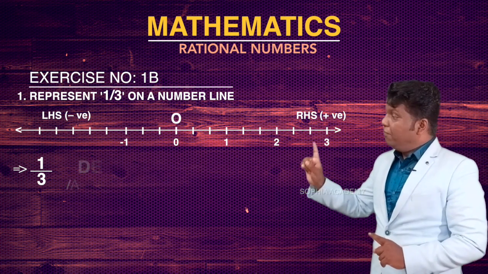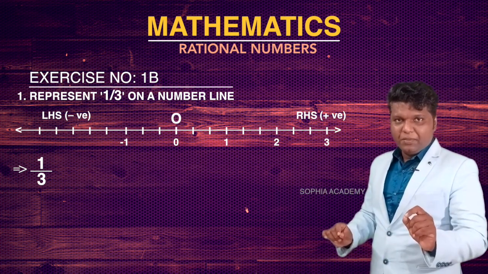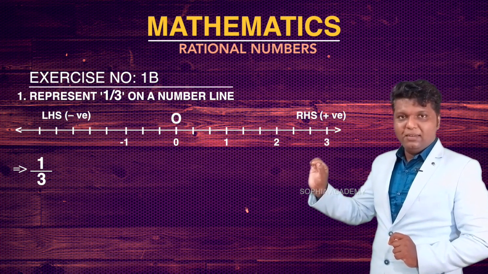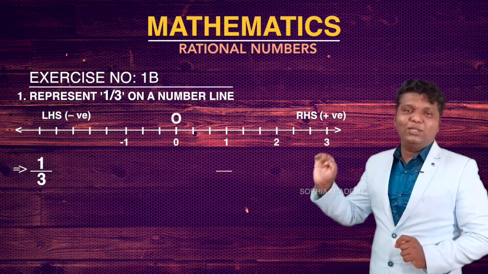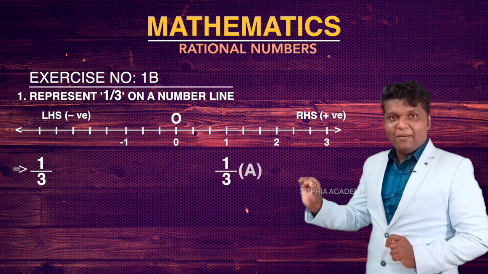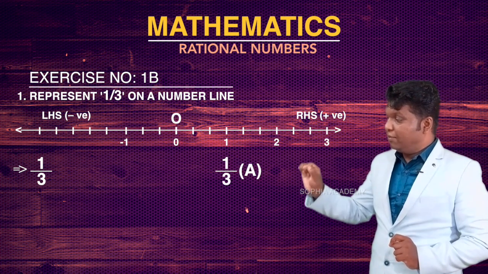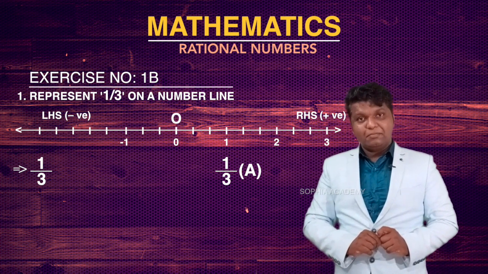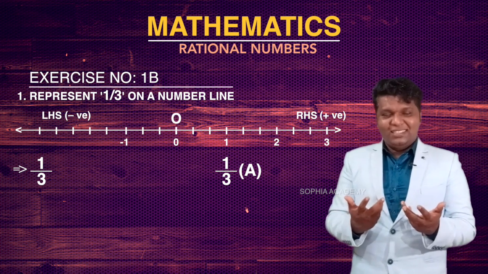What is our question? We want to take 1 by 3. So after 0, what is the first point that you have marked? That is actually the 1 by 3. There you will write A, and you denote it, represent it with A, and this A is 1 by 3 itself. That is 1 by 3. So actually, how did you get it?